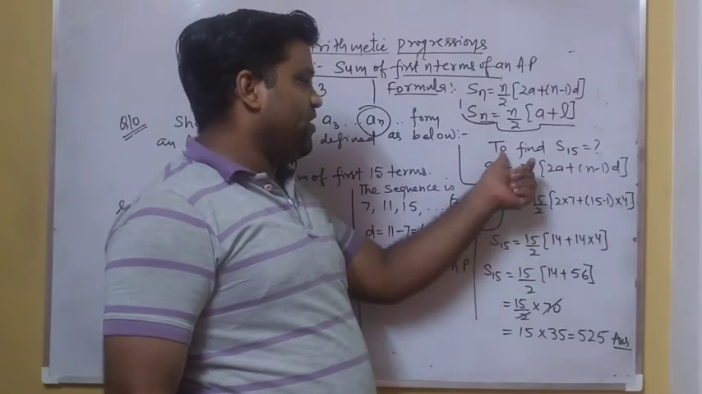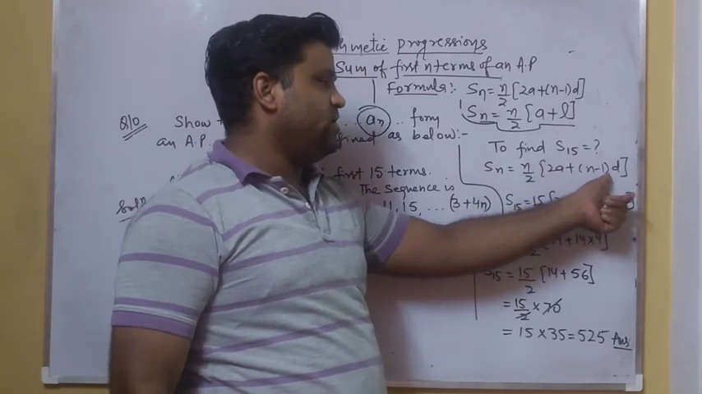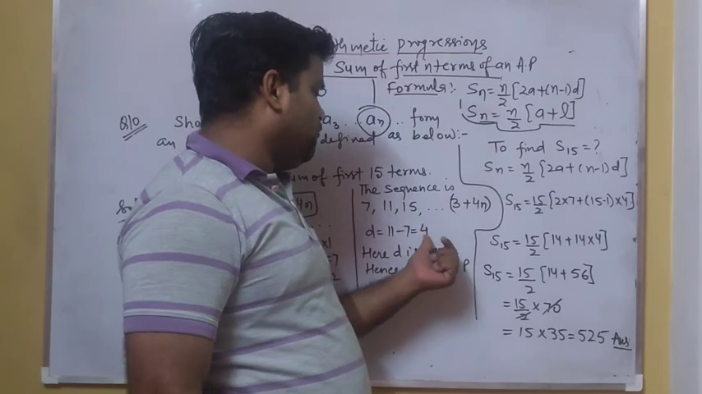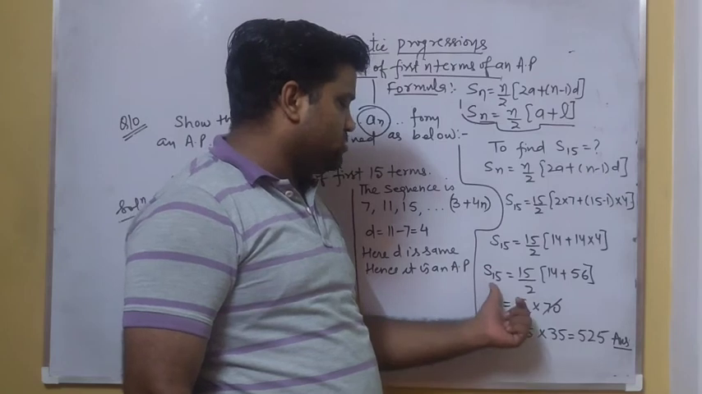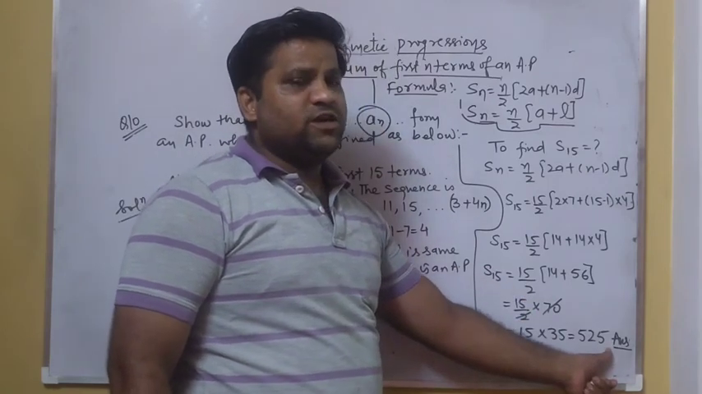We know that the sum of first n terms of an AP is given by S equal to n by 2 into (2a plus (n minus 1) d). Putting the value of a equal to 7, d equal to 4 and n equal to 15 in that formula, we get the sum of first 15 terms of an AP is equal to 525, which is the required answer.